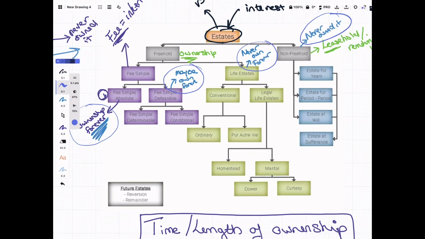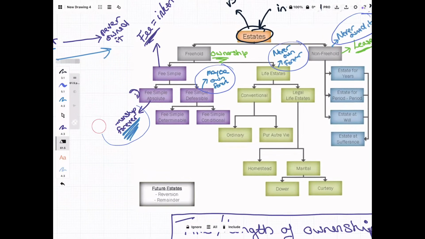Right? Now I'm going to erase that just because I don't want it to get too cluttered. But you get it now, and I'm just going to erase this part.